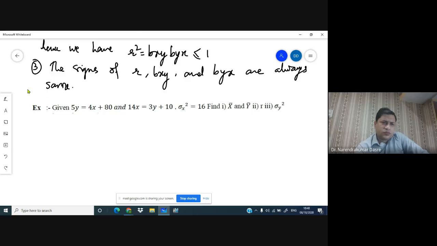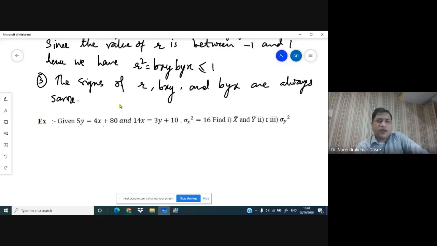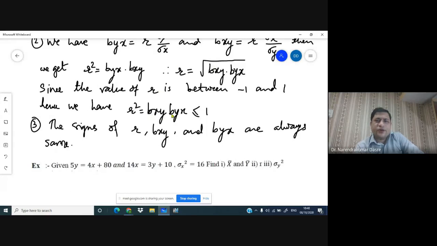In the remark I have given you the relation, and using these relations we are able to get r, or any one of sigma x or sigma y. But how to get byx and bxy? That we have seen in the previous case. But here the processed data is given already. The lines of regression are given. One is the line of regression of x on y, the other is the line of regression of y on x. How to identify which is which? This criterion you need to understand.